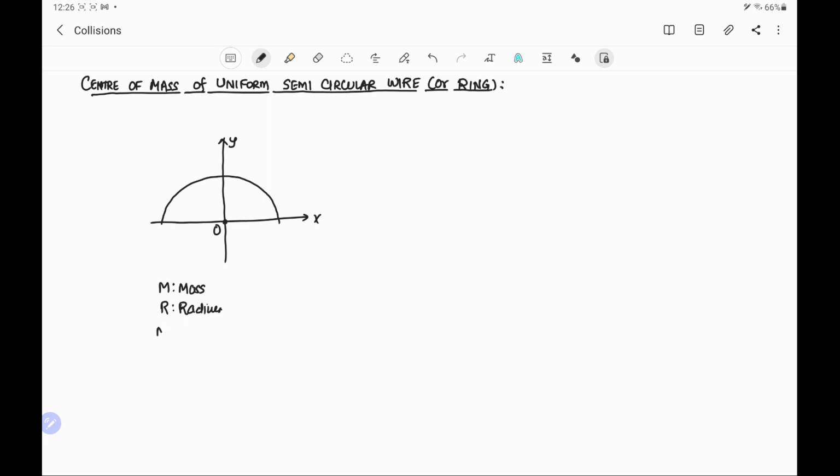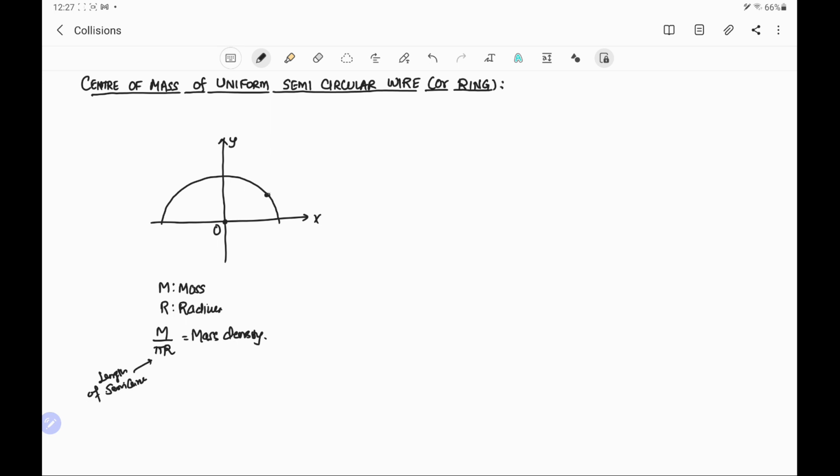Hence, its mass density is M by pi R. Pi R is the length of the semicircle, because for the whole circle, total circumference is 2 pi R and half of that is pi R. So this is the mass density. And this mass is distributed over the length, so it is a continuous mass distribution.